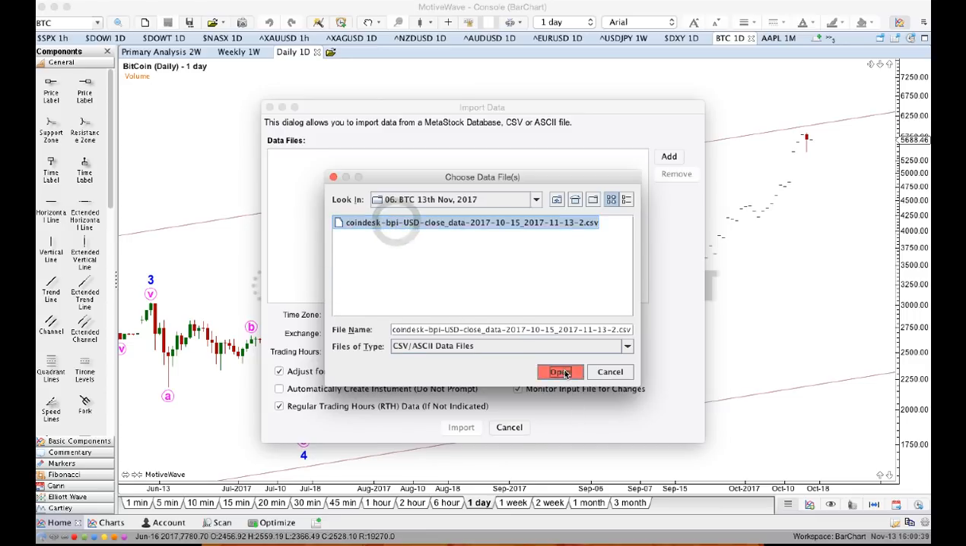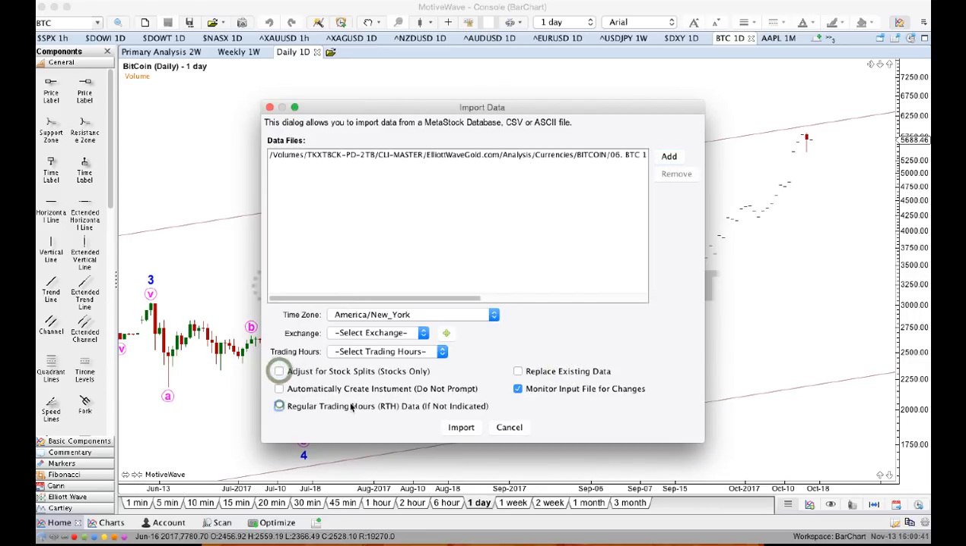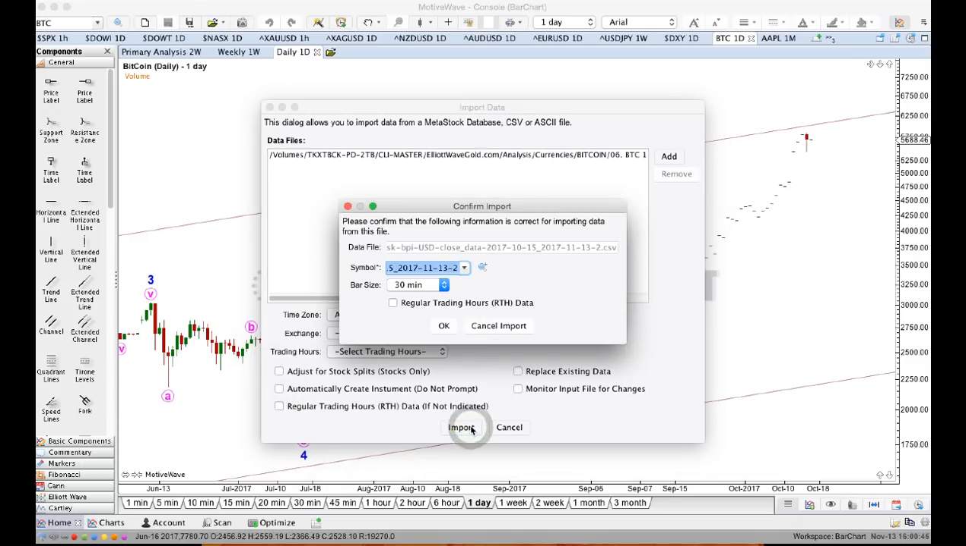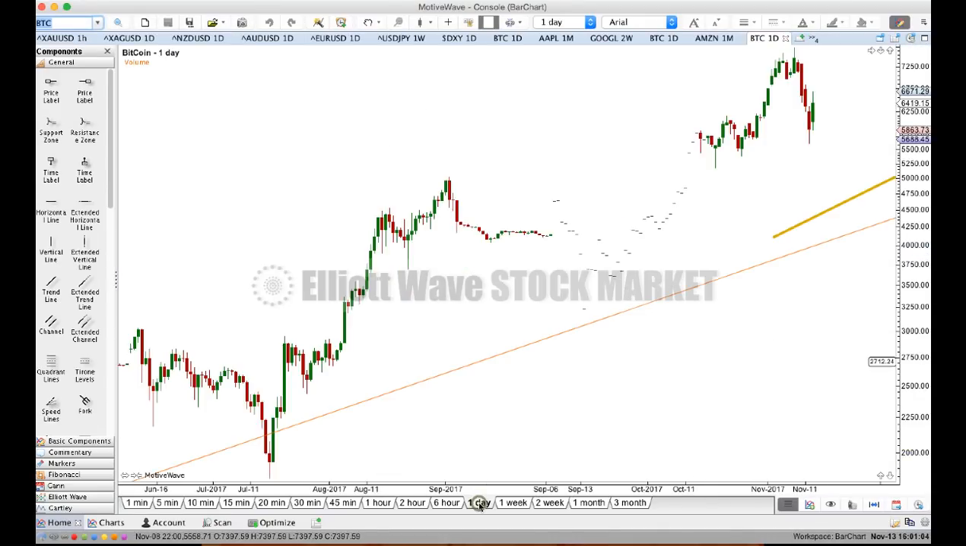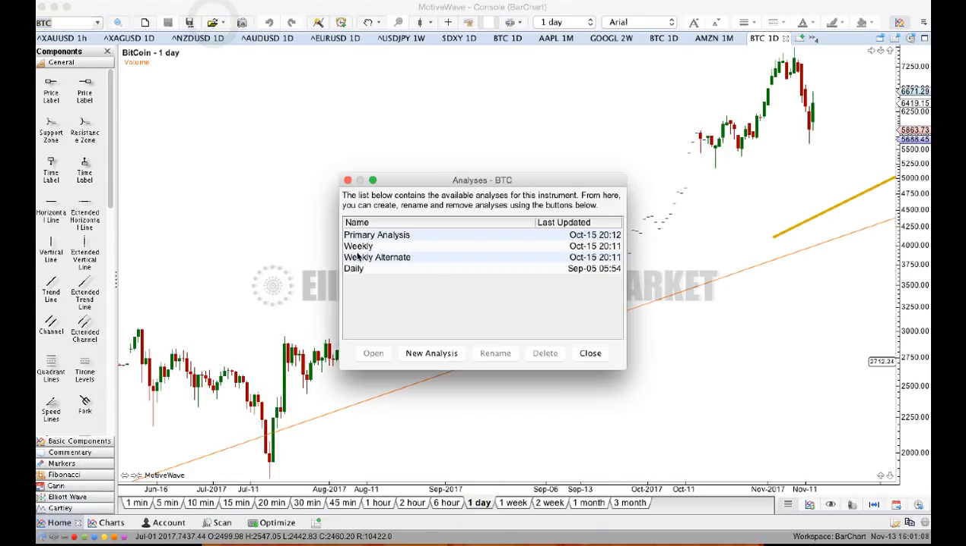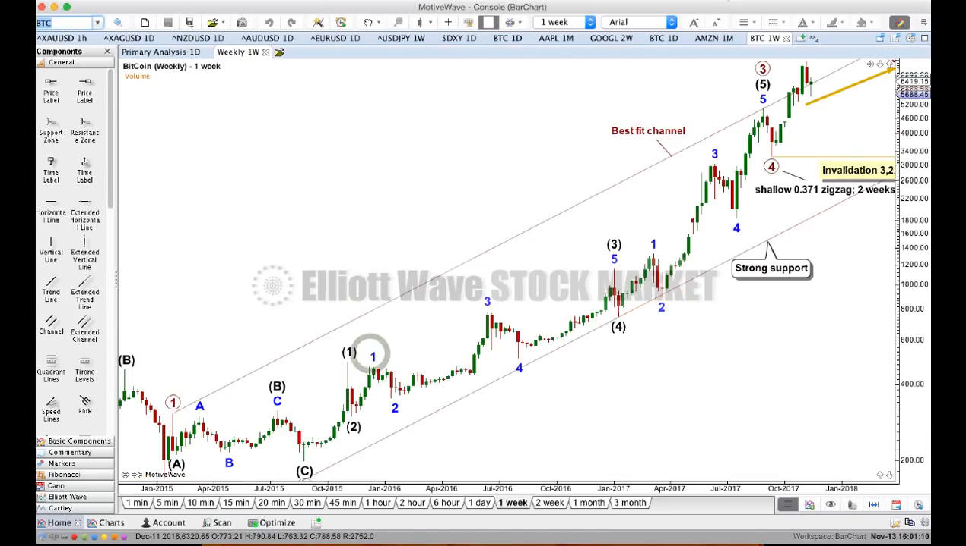This file here, open. For this one, I'm just going to deselect all of these. I don't care what time zone and what exchange. And I've got to make sure I've got the right symbol, BTC. I have to put it in the same one. Bar size, it'll be daily. 1 day.